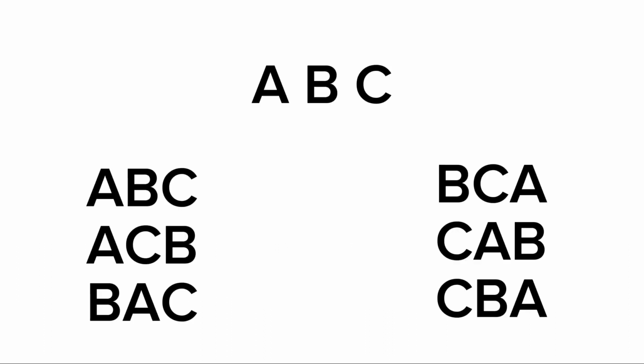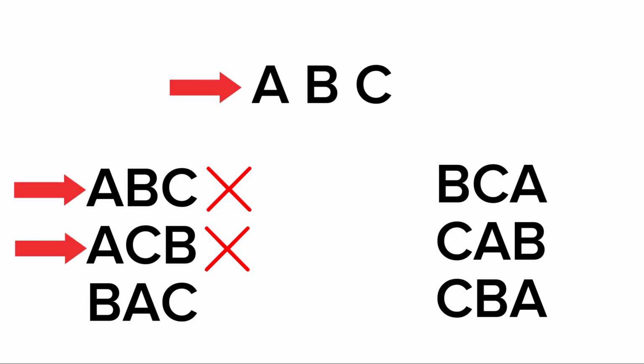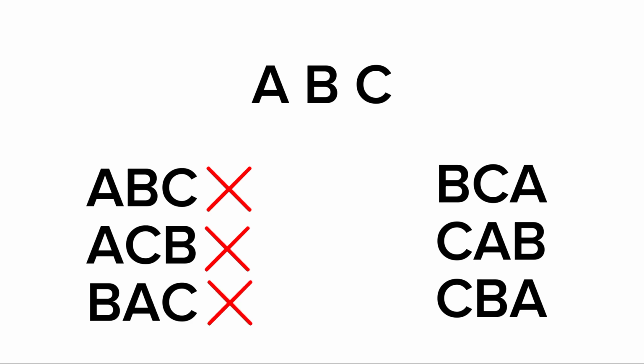Among the 6 arrangements, ABC and ACB aren't included since A is still in the first position. Also, BAC and CBA are not included since for the first one, C is still in the third position, and on the second one, B is still in the second position. Therefore, the derangements of the objects ABC are only BCA and CAB. 3 subfactorial is equal to 2.